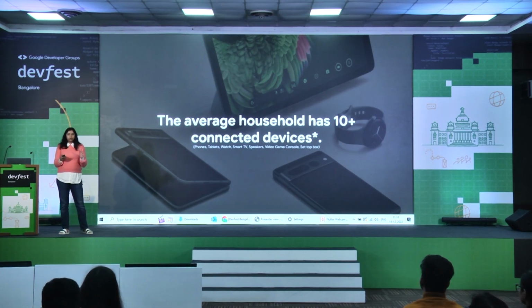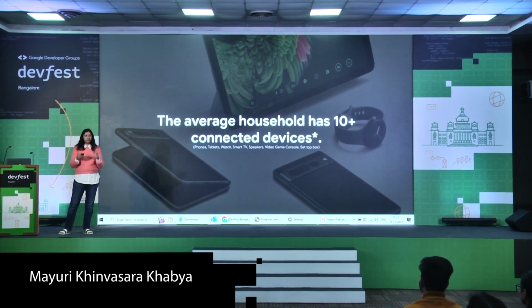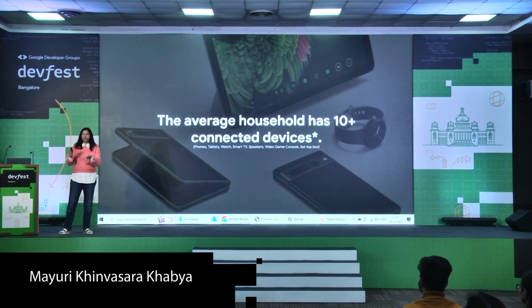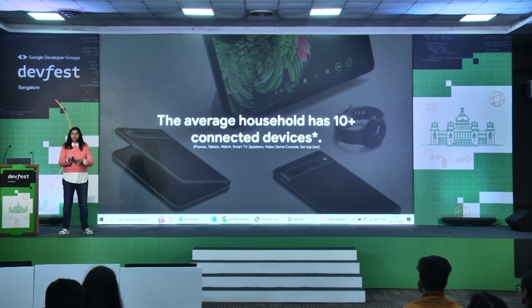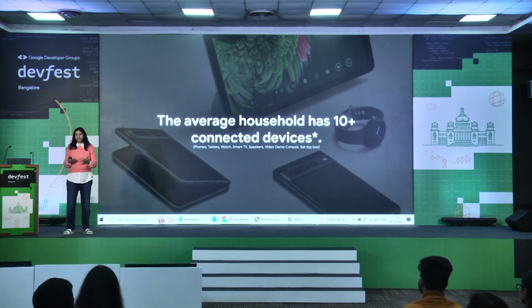Now, we saw two things, images and audio, but today, it's not just about one phone. An average household will have 10 other connected devices. It can be your watch, your TV screen, your tablet, your foldable. As an app developer, you cater to all these surfaces, right? So how do you make the experience seamless and better on all these surfaces?